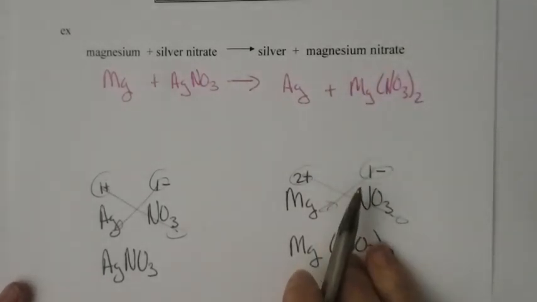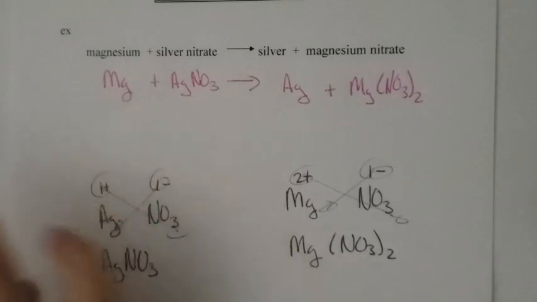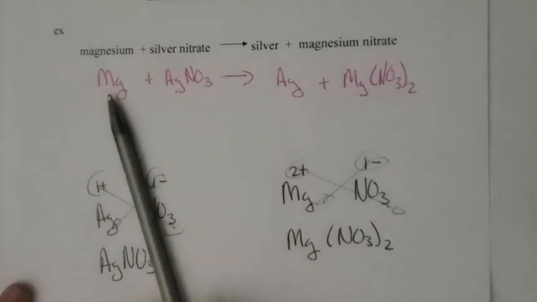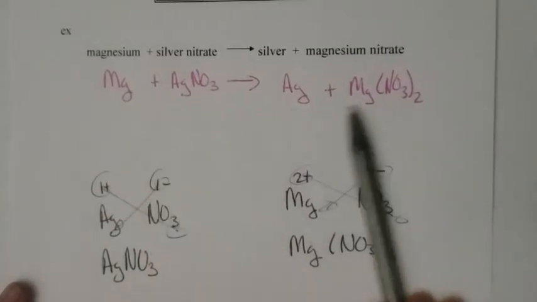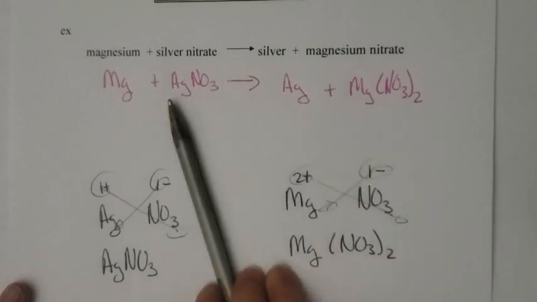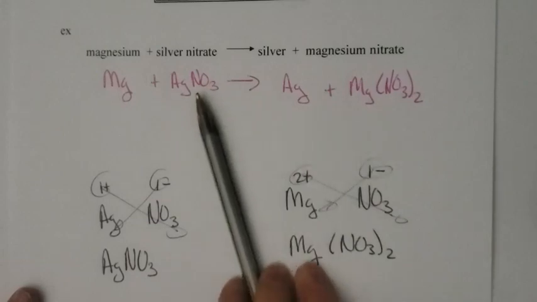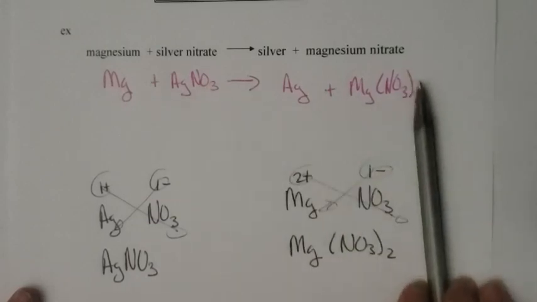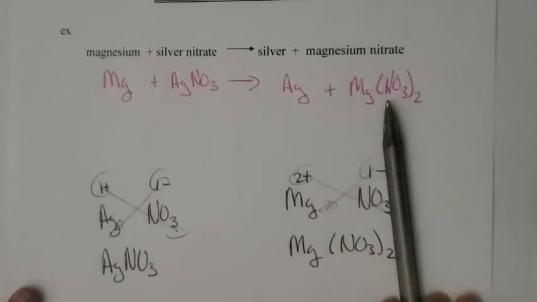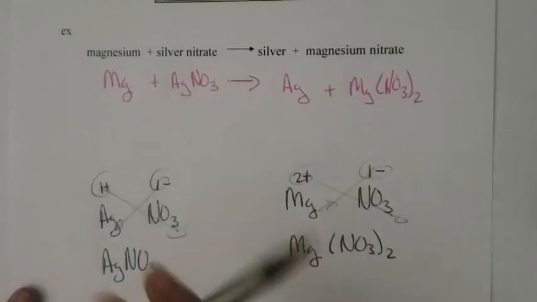Last step, we have to balance. Well, when I look here, I have 1 magnesium, 1 magnesium. I have 1 silver, 1 silver. However, I have 1 nitrogen here, and because of this bracket and little 2 down here, I have 2 nitrogens. So what I need to do is put a 2 out in front here.